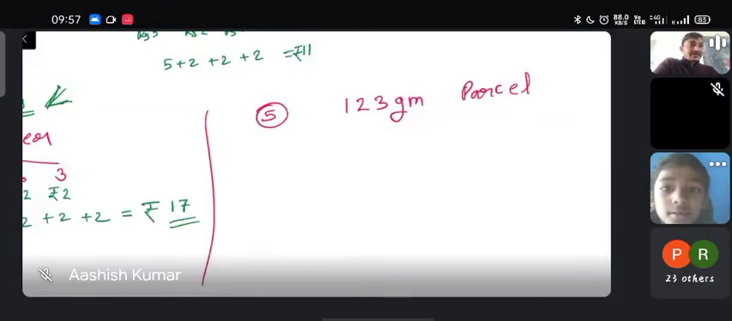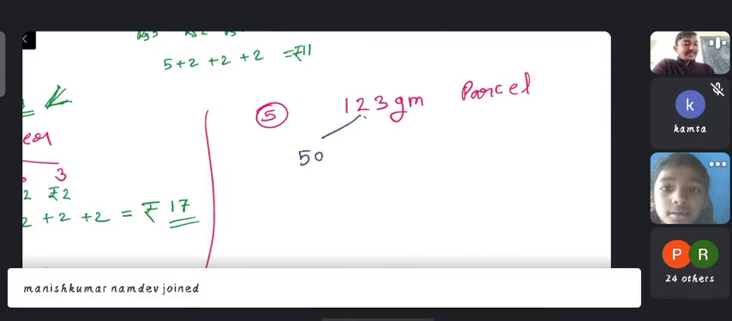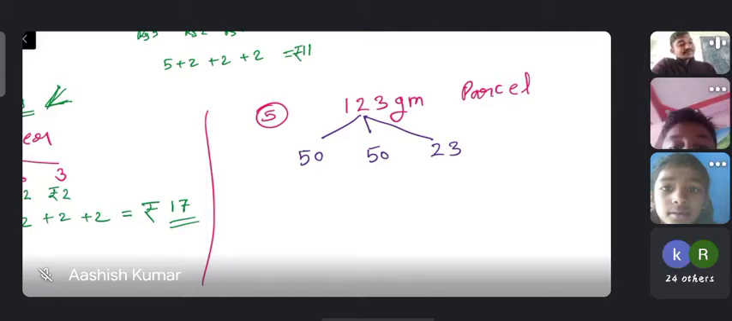Now we have to split it into 50s. The first 50, second 50, it makes 100, and next 23. Now it is less than 50, so write it as a whole. So for the first 50 you have to pay 5 rupees, and for the next additional 50 you have to pay 3 rupees.